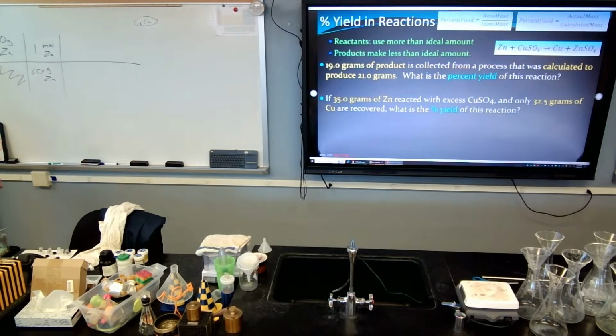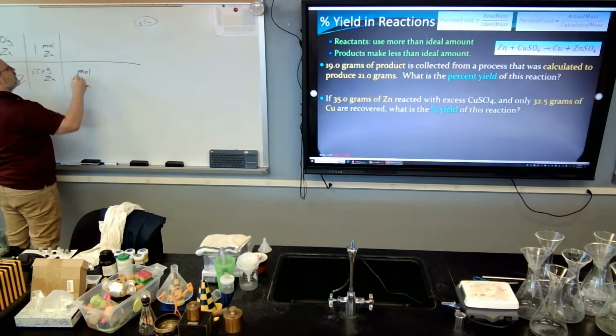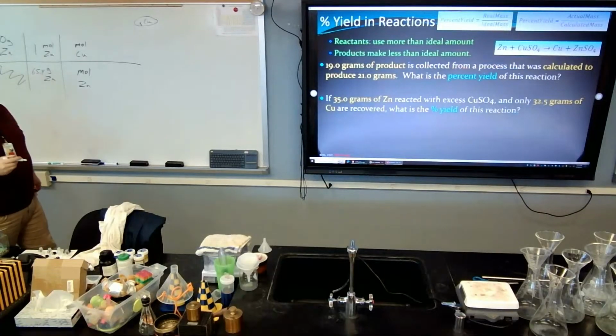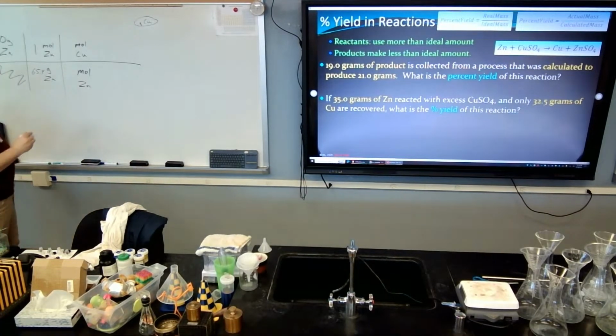We want to get grams. No, we want to get the mole ratio. Use the mole ratio. I want to convert my moles of the unit I have, zinc, to the moles of the unit I want, copper. What is the ratio there in my equation? 1 to 1. I love it when it's simple.